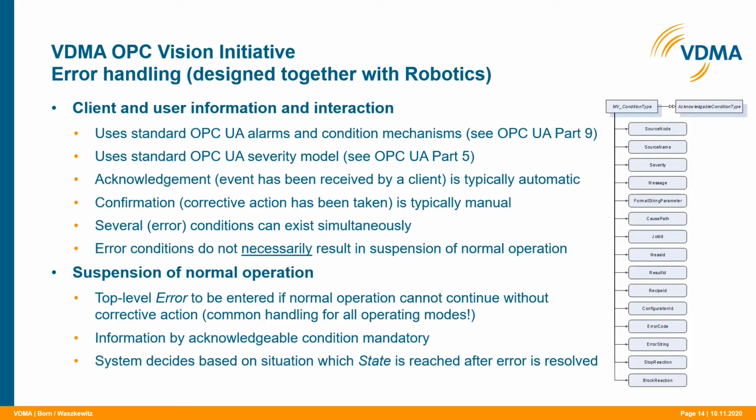Note that a system can exhibit several error conditions at the same time, and that the existence of an error condition does not necessarily mean that the system suspends normal operation. Suspending normal operation constitutes an error state in the state machine and occurs if corrective action is required to continue or resume normal operation. In this case, a condition to inform clients about the state is mandatory. As we will see in a moment, this occurs on the mandatory top-level state machine and is thus always the same, even in the case of vendor-specific operating modes.